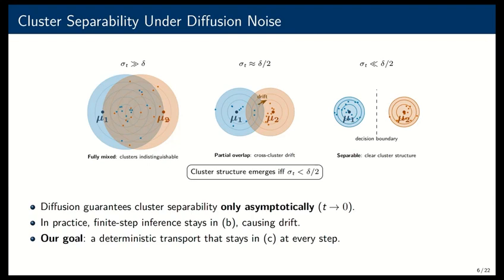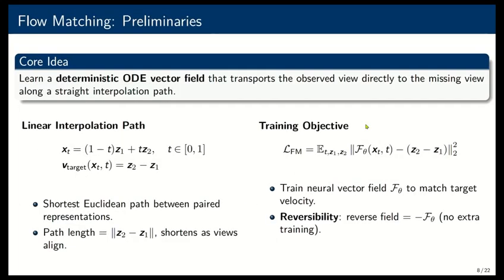To solve this, we use flow matching. It learns a direct path to transport the observed view to the missing view. It's a straight line. It's simple, stable, and has no random noise.